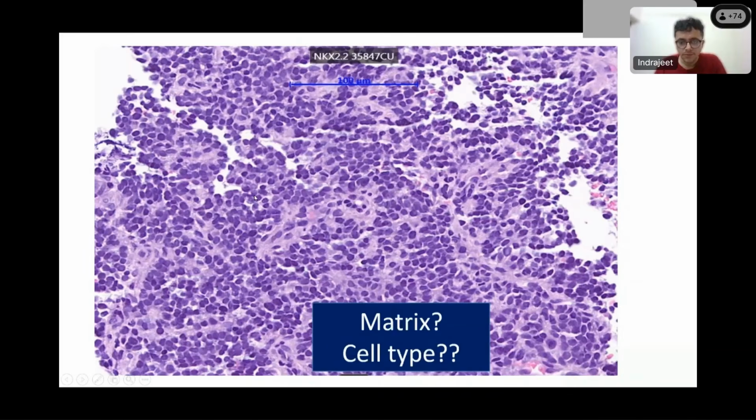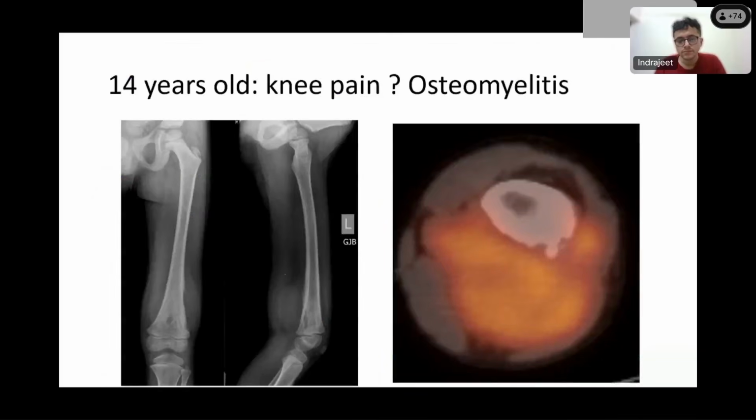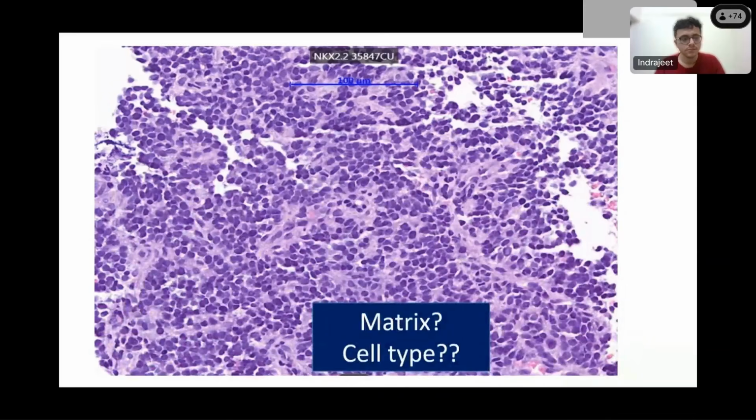So, what are the differentials of a malignant round cell tumor in a bone? How old is she? 14. In a 14-year-old, first differential will be, ma'am, Ewing sarcoma. Ewing sarcoma, that's the commonest. Very good. Small cell osteosarcoma, yes, we discussed that.